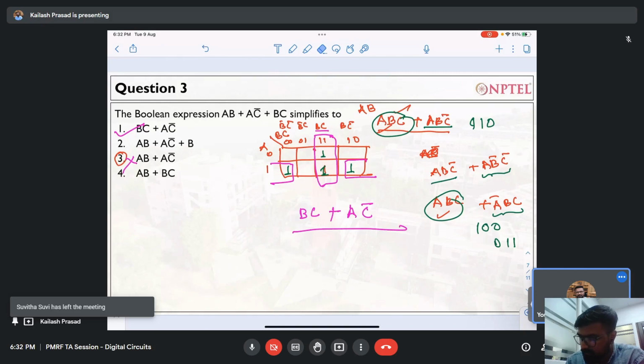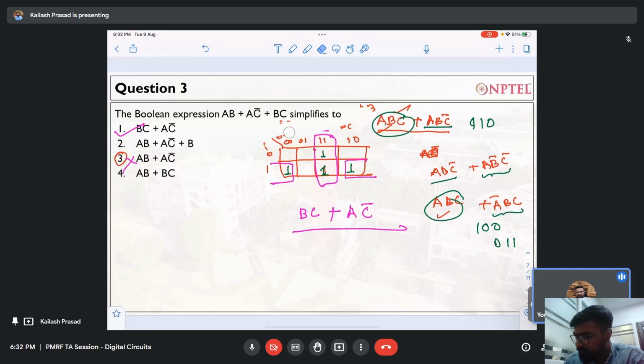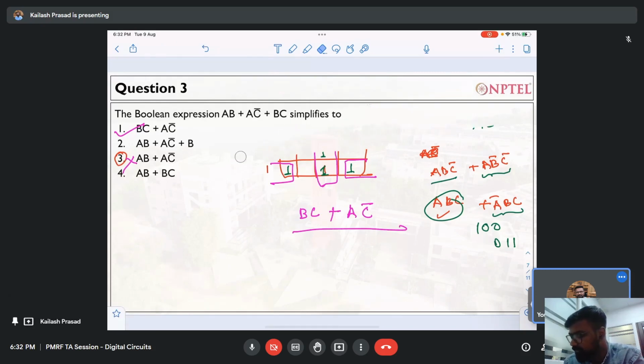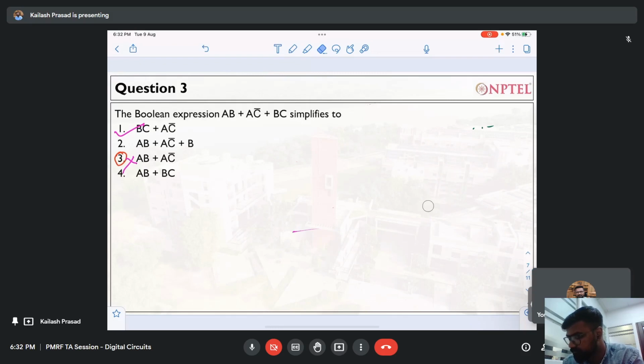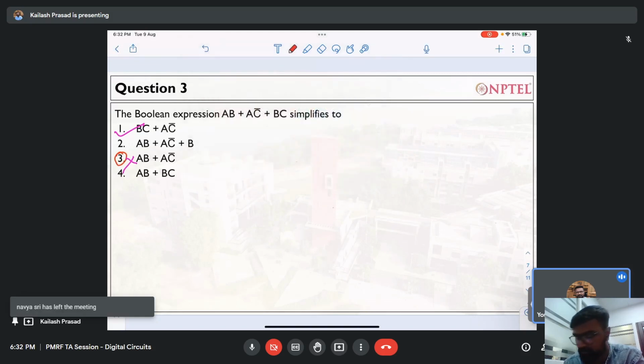See, let me just remove it and I will do it. Okay, for you. Sir, can you solve by algebraic method? Yeah, why not? Let me first go through the Karnaugh map, and I will go through the algebraic one also.